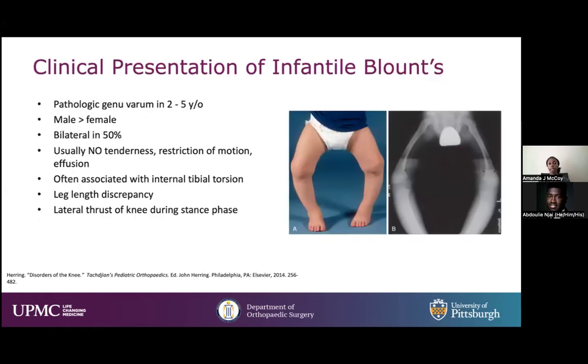Generally, this is genu varum that is persistent in children who are 2 to 5 years of age, more common in boys, and can be bilateral in 50%. Usually this is not painful, but you often will see a lot of tibial torsion. You can have a leg length discrepancy, and then oftentimes you can see a lateral thrust during the stance phase.